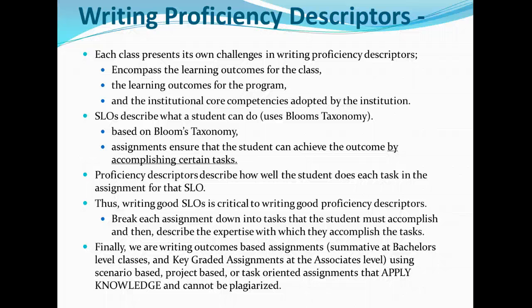So writing good student learning outcomes is a critical component of making sure that we have good proficiency descriptors. A good SLO is going to break each assignment down into the tasks that the student has to accomplish, and each SLO in that particular module is going to have an assignment tied to it. We only have the SLO being measured one time in the course. So each module will have SLOs that are strictly going to be in that module and not in any other module. Finally, we have to write those outcomes-based assignments.